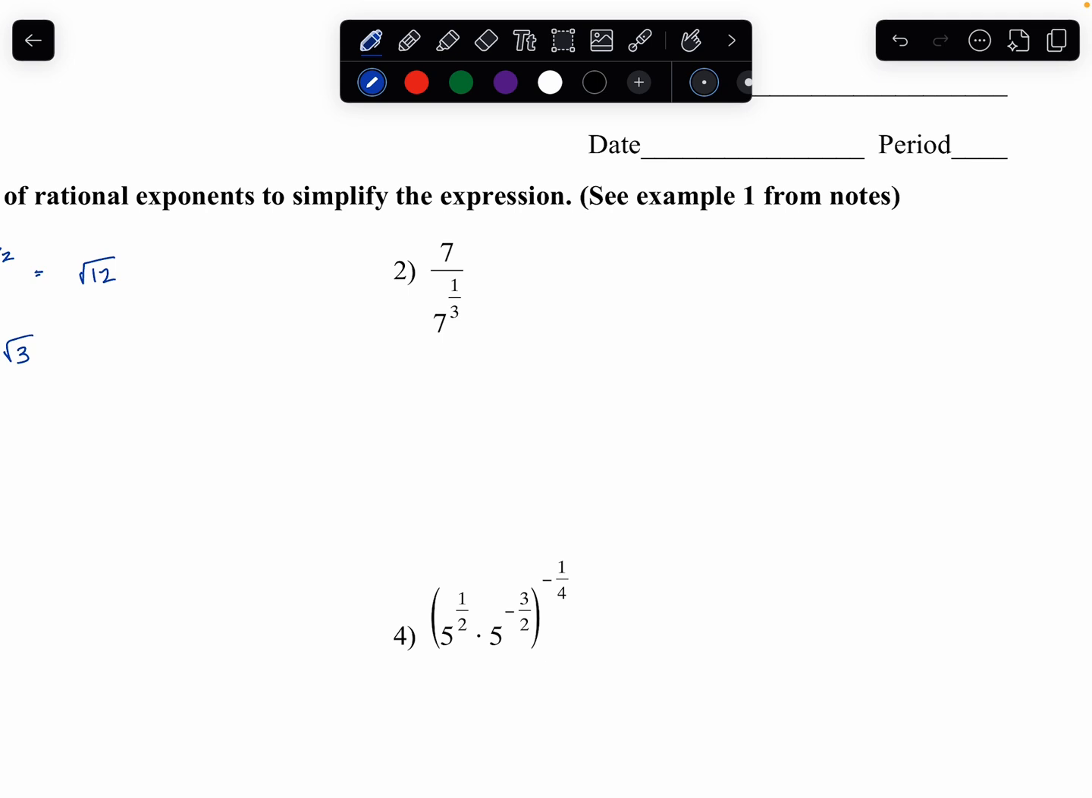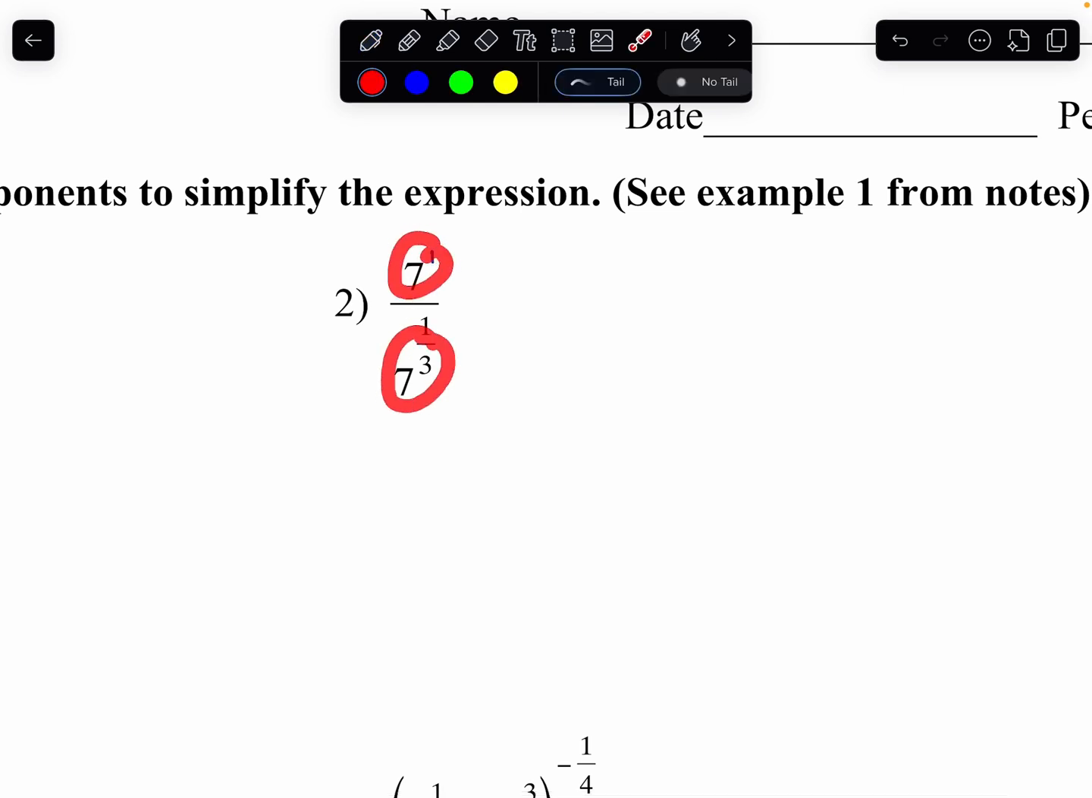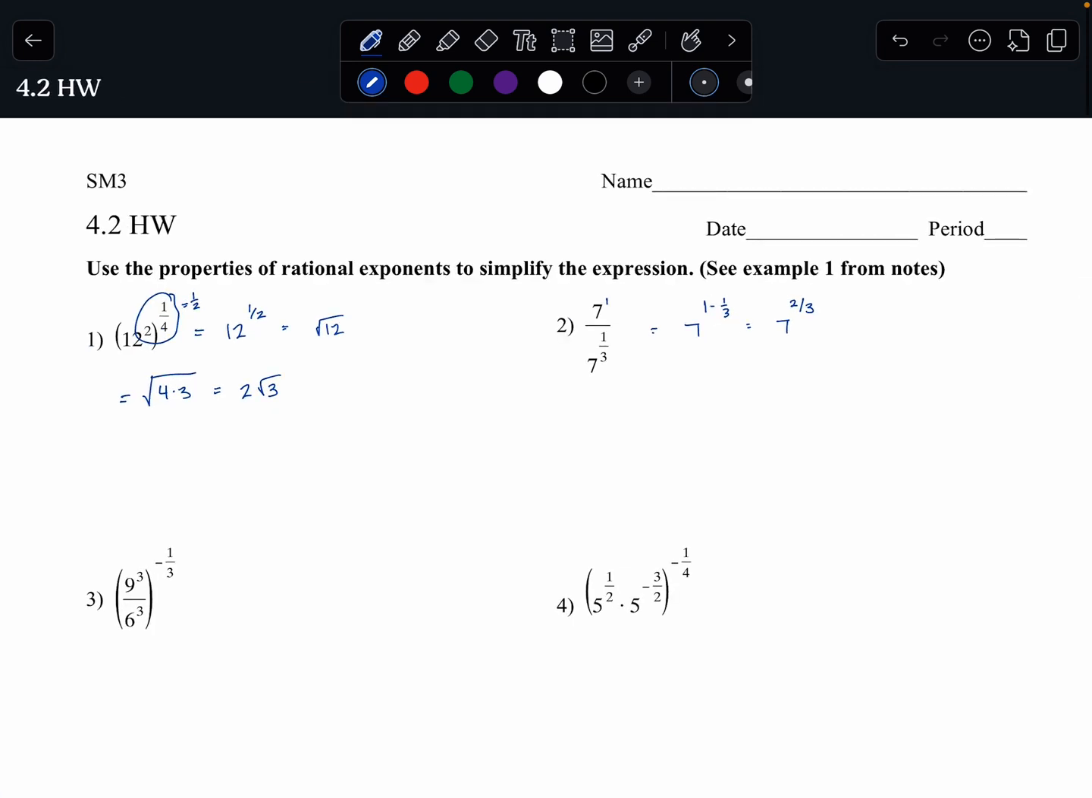Yeah, that's good. All right, and then for this expression right here, I see that we're dividing, and both expressions have a base of 7. This 7 is to the first power, and if you're dividing two expressions and they have the same base, then we can subtract their exponents. So this would be equal to 7 to the 1 minus 1/3, and 1 minus 1/3 is 2/3. So this can be written as 7 to the 2/3.